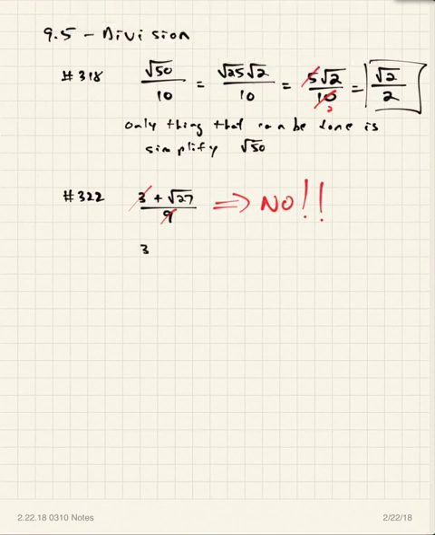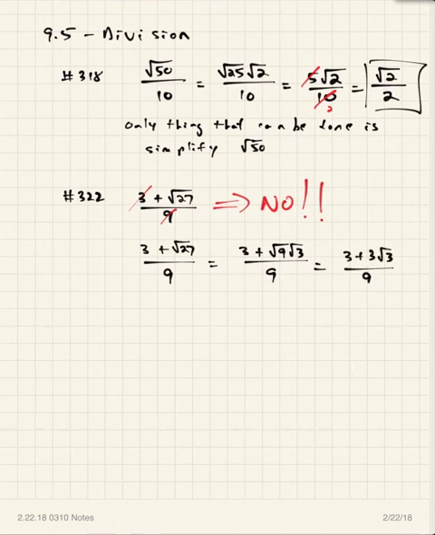So what do you do? Well, the only thing I can do, at least at this point, is simplify the square root of 27. So the square root of 27 we know breaks up as the square root of 9 times the square root of 3. And so you have 3 plus 3 times the square root of 3 over 9.